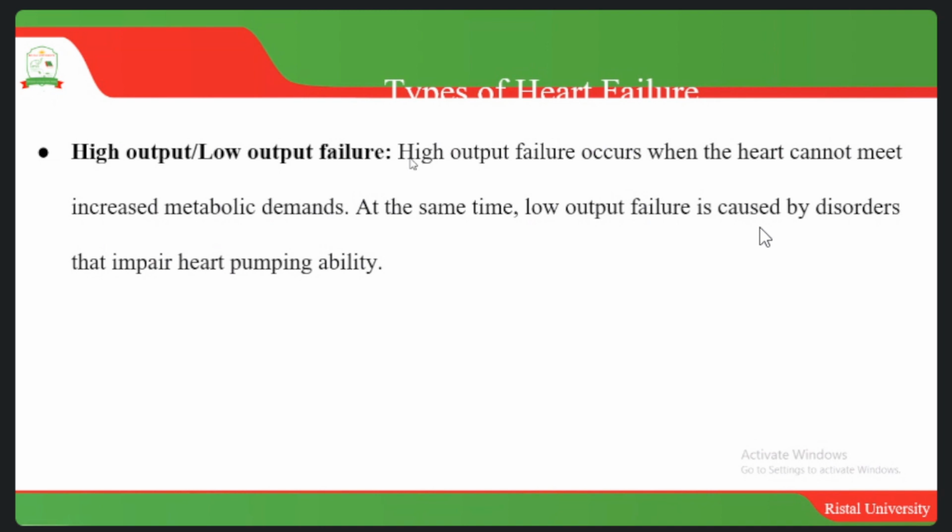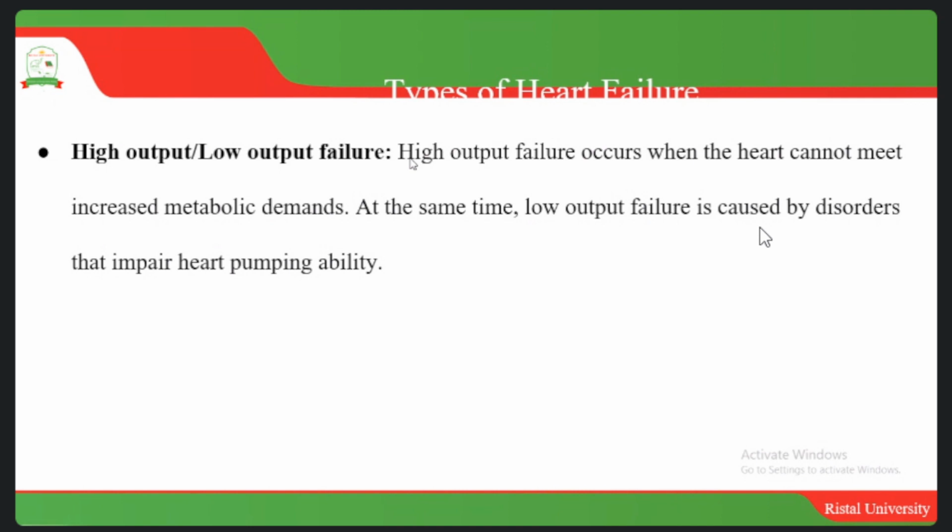But still, when it fails, it ends up dilating. So when it dilates, it fails to contract, and this can lead to heart failure. We also have the different types of heart failure. One of them you're seeing is high output or low output failure, and this one is actually a rare one. The major ones are left and right heart failure, which I've already tried to explain.